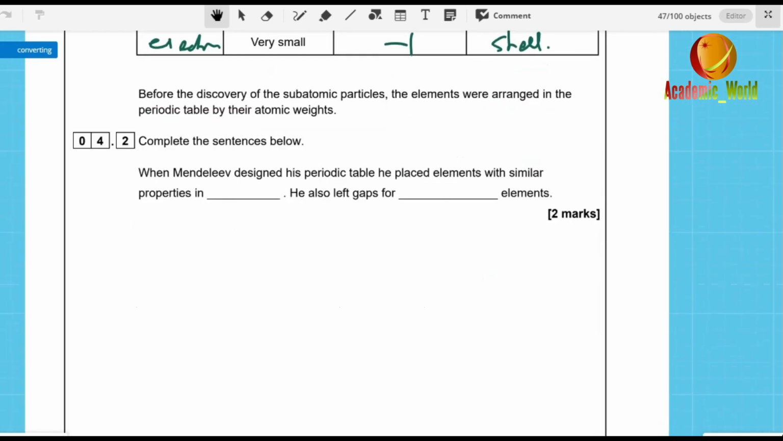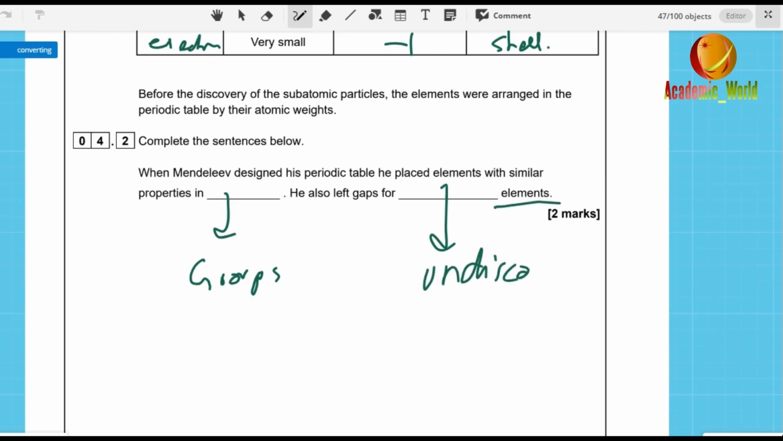Now complete the sentence below. When Mendeleev designed his periodic table, he placed the elements with similar properties in groups. Here you have to write groups. He also left gaps for what? The undiscovered elements.